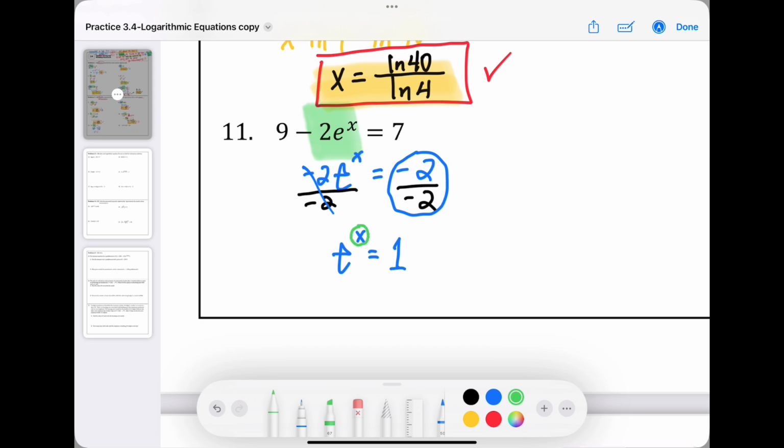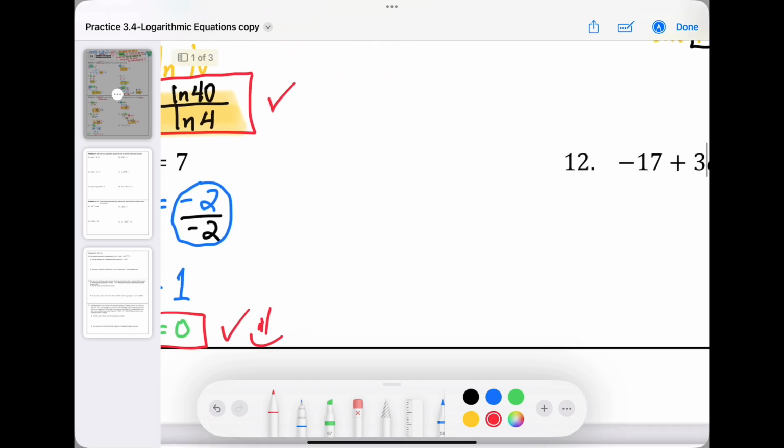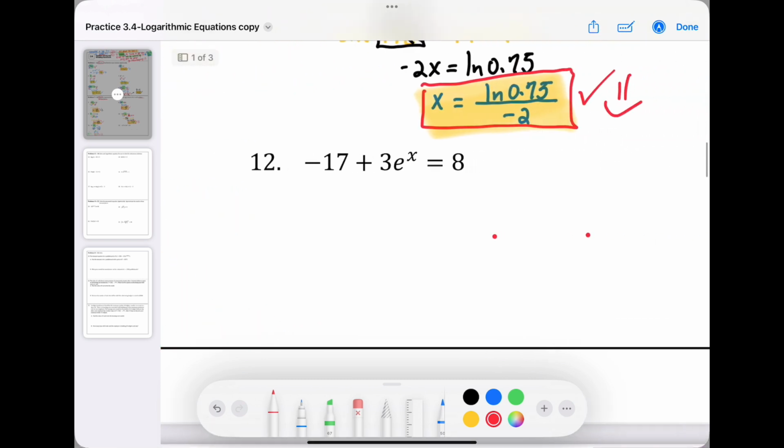Then what do we know? We say that it's all about the base, right? What do you recognize? E, any non-zero number raised to the power of 0, the answer must be 1. So therefore, that gives us x must equal 0. And yes, indeed, this is perfect. Next one.